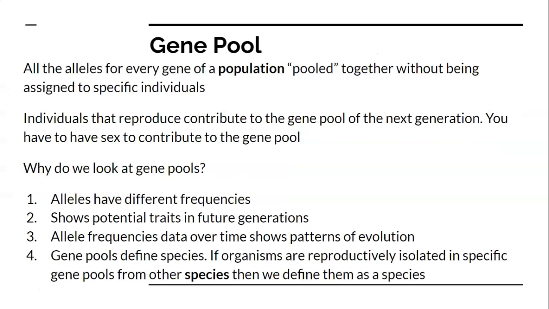So a gene pool, another definition. A gene pool is all the alleles for every gene of a population that are together without being assigned to specific individuals. So these are all the options that exist for a specific species, right? For humans, in the gene pool, think about eye color. There's tons of options in the pool, but you don't get assigned every single eye color. You get assigned one. So the idea of a gene pool is everything that's possible to you, but not necessarily what's assigned to you.